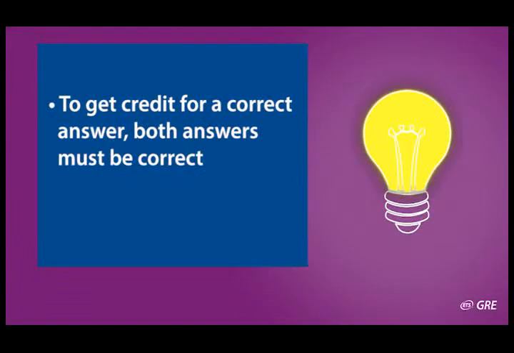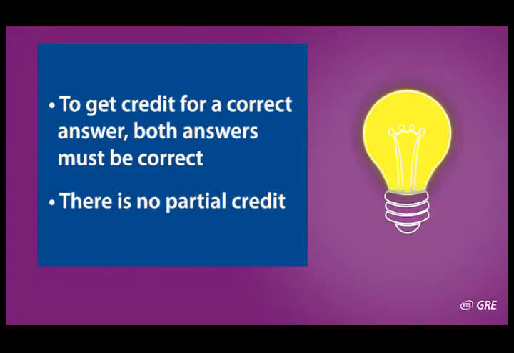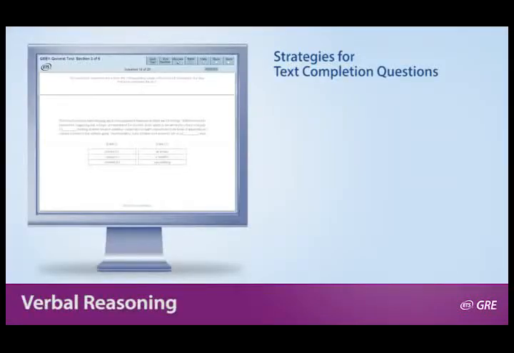To get credit for a correct answer, both of your selections must be correct. There is no partial credit for getting one blank correct. Here are some strategies for answering text completion questions.